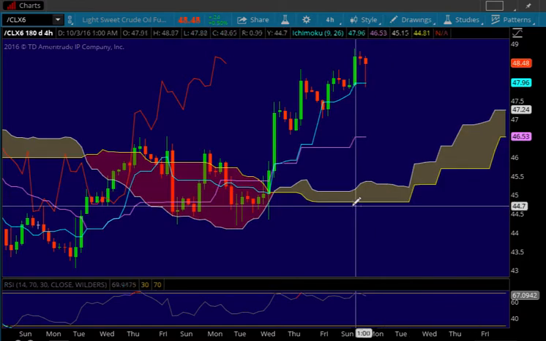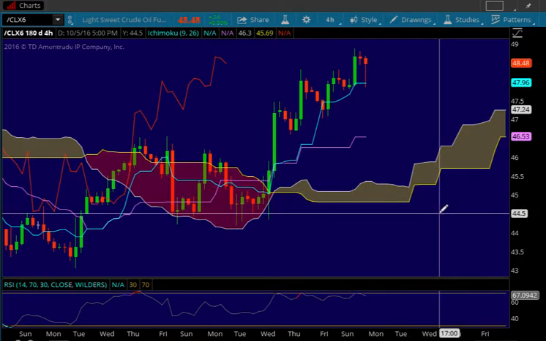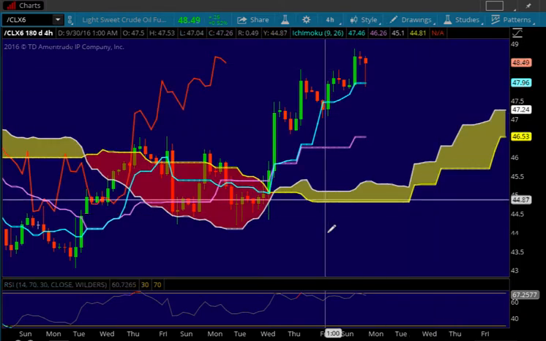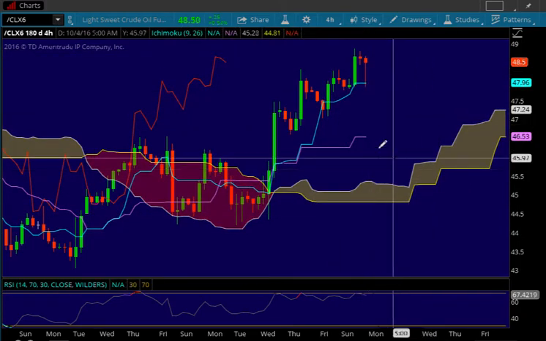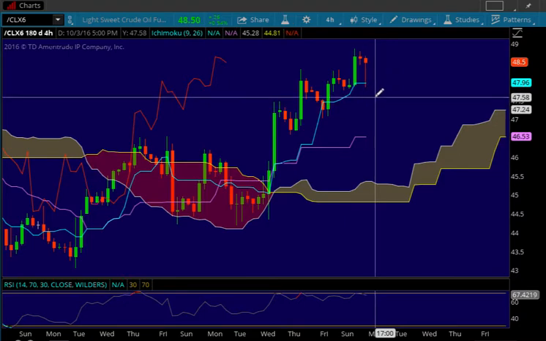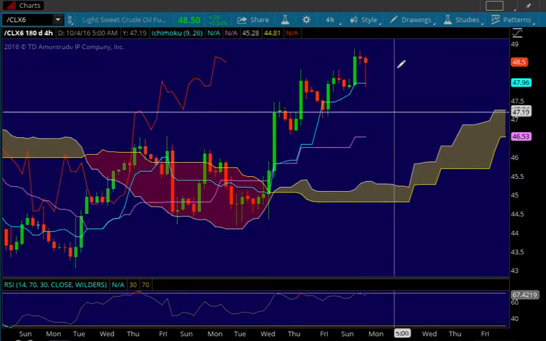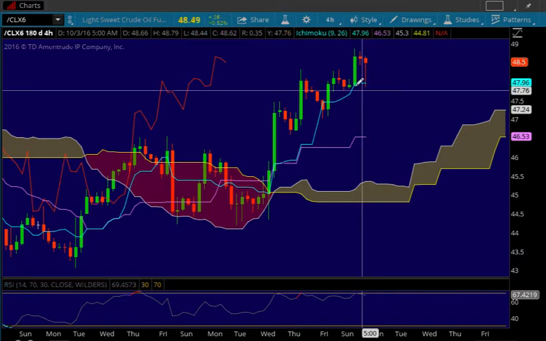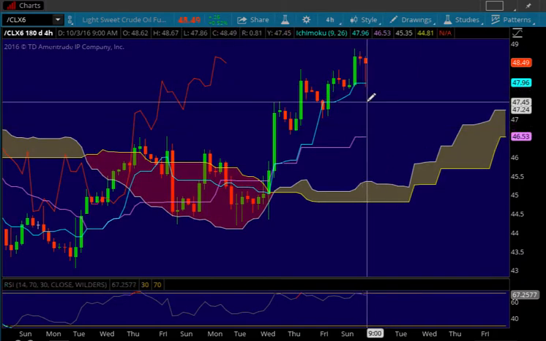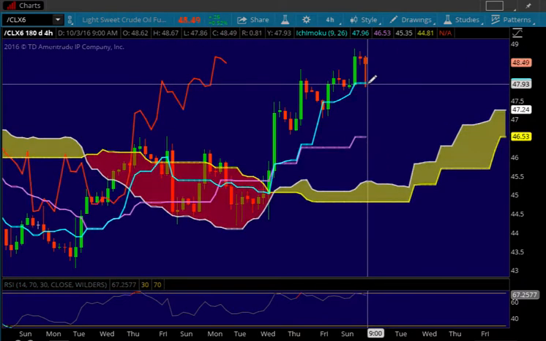Ichimoku is based on equilibrium, so whenever we get extended either above or below the cloud, price has a tendency to want to come back to equilibrium, the same principle as Bollinger Bands or an elastic. When we get stretched, we want to return to a natural state. So if we do end up pulling back, we can look for support at 47.96 right now, the flat Tenkan-sen here.